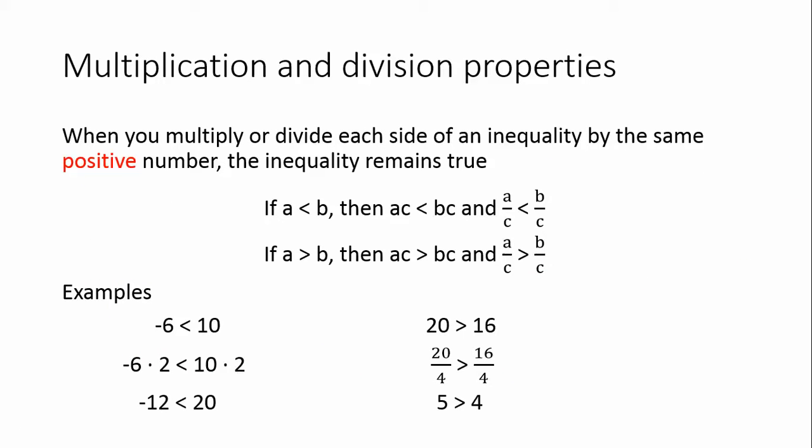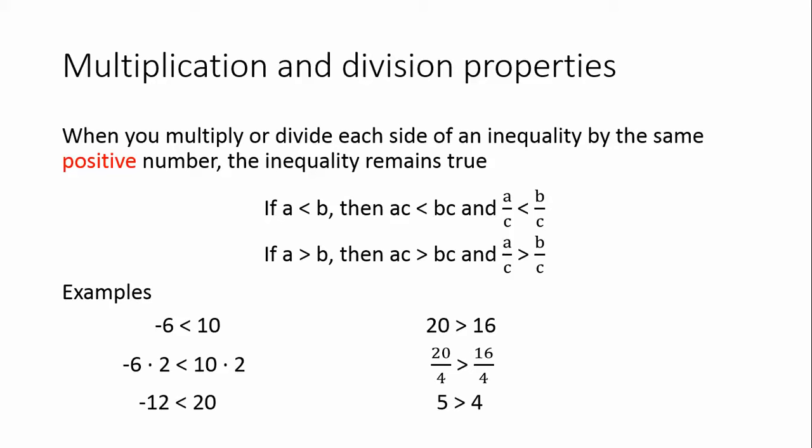The next two properties, we're going to do them one at a time. First, we're going to talk about multiplying and dividing by a positive number. So if you multiply by a positive number or you divide by a positive number, you still end up with a true inequality. So in the example down at the bottom, you'll see negative 6 is less than 10. If we multiply both sides by 2, we get negative 12 is less than 20. That's still true.